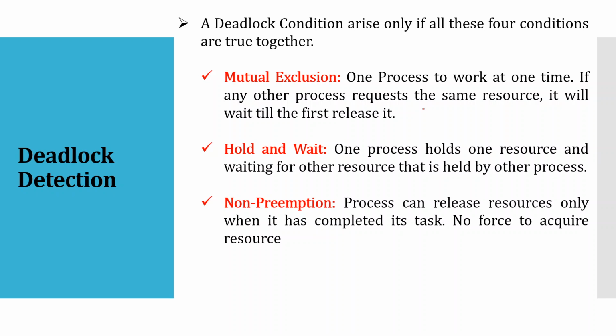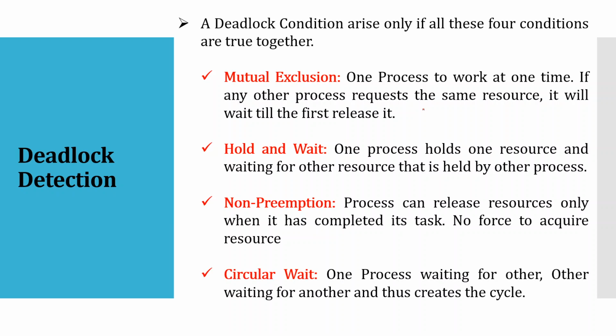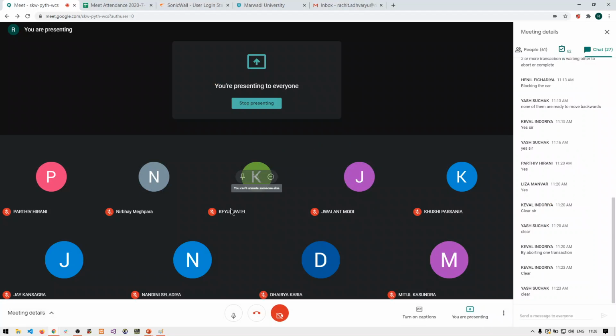That is non-preemption. And last is circular wait. Circular wait means one transaction is waiting for another transaction, which is waiting for some other transaction, and that transaction is waiting for the first transaction. The cycle that we already studied in the deadlock theory, right? So if it is creating some type of cycle, then again it will be a deadlock, right? So just go through this definition, students, once more.